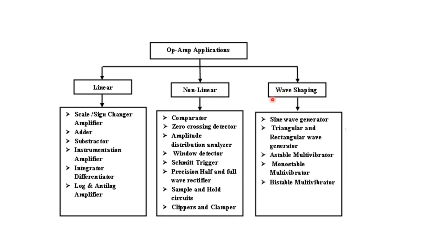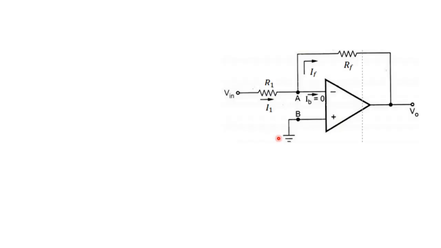Whereas wave shaping, as the name suggests, is used to generate different types of waveforms, that is a sine wave generator, a triangular wave generator, an astable multivibrator, which is a square wave generator, and a monostable multivibrator, a pulse generator. A bistable multivibrator can also be designed using an operational amplifier.